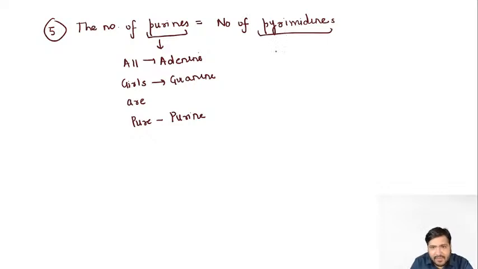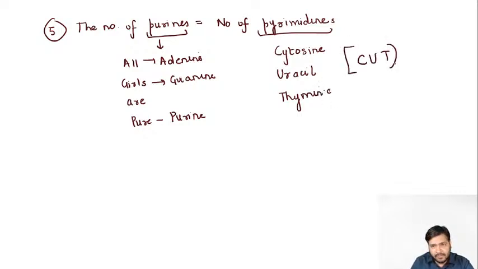And pyrimidines, basically you can remember that they are cytosine, uracil and thymine. Cytosine, uracil and thymine. Just remember by the mnemonic CUT.